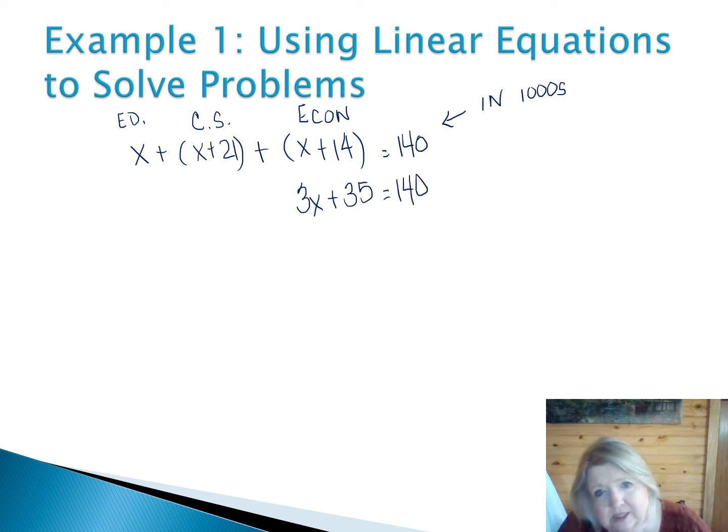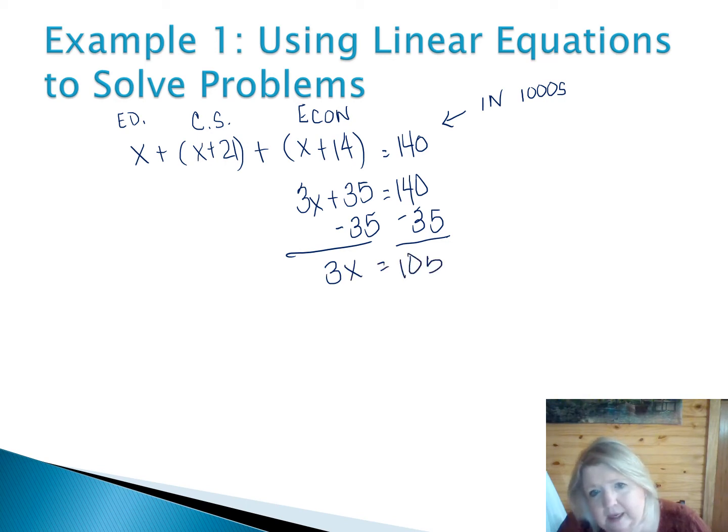And since they said plus 35, I'm going to say minus 35, but what I do to the left, I must also do to the right. That leaves me with 3x equals 105. And since they multiplied my x by 3, I'm going to divide both sides by 3. That leaves me with x equals, what is that? 3 goes into 10 3 times, 35.